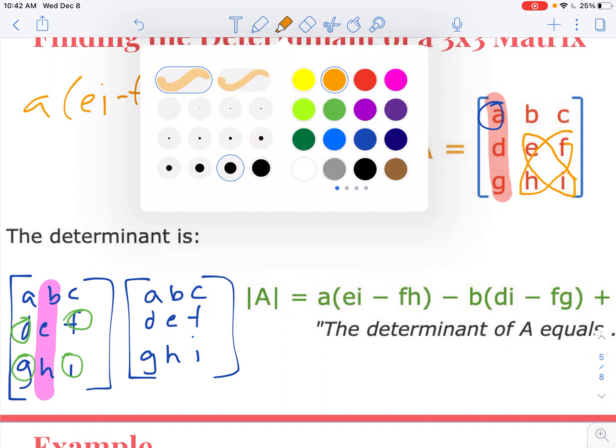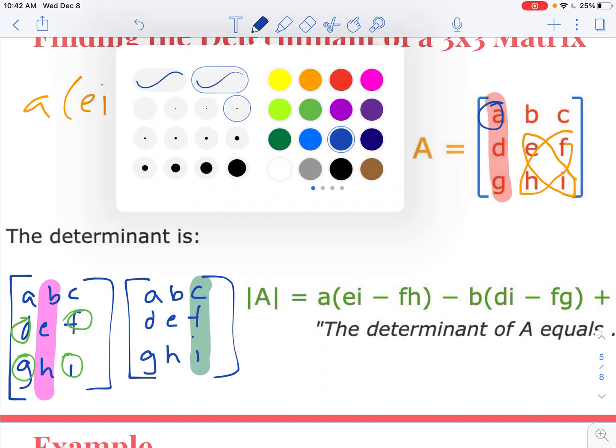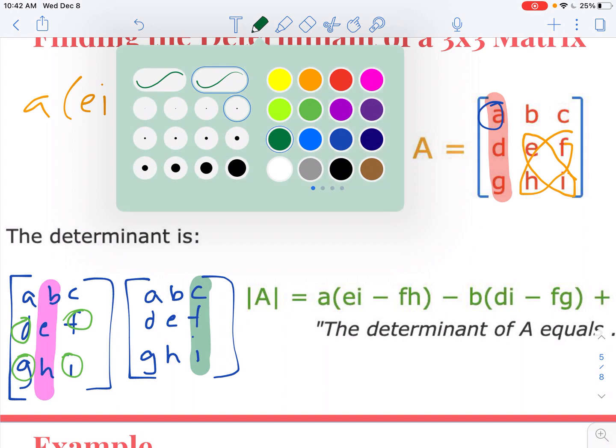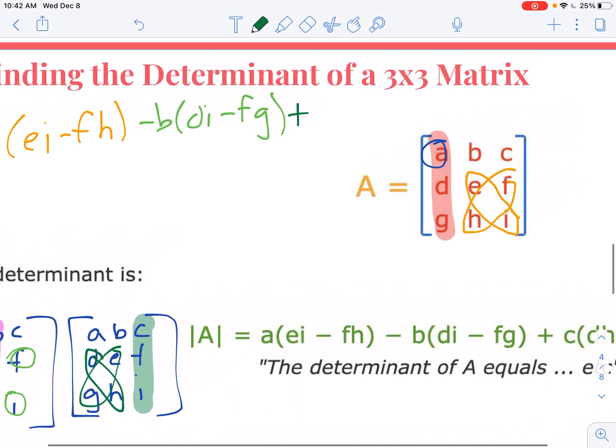Let me choose a better color, one I haven't used yet. I have this last column, and with that last column, I'm going to go ahead and multiply by the matrix that's left over. So I have the determinant of DH minus EG, but here I add this. This is a mistake I made a couple times, that I forgot that you add the third one to the determinant. So then I have C plus the determinant of that leftover matrix in the bottom, DH minus EG.